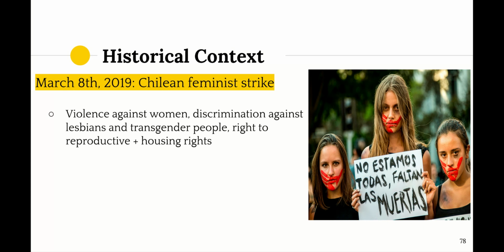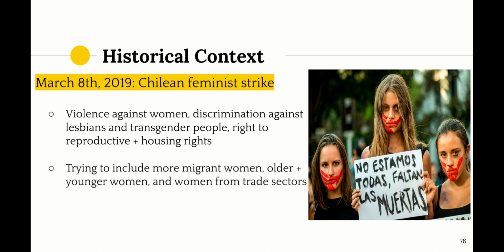However, feminist protests and protests in general often struggle to represent all the voices that they want to. So in the past with strikes, they had a hard time incorporating multiple voices and people from different backgrounds. So in this one, they tried to include more migrant women, more older and younger women, and women from trade sectors.